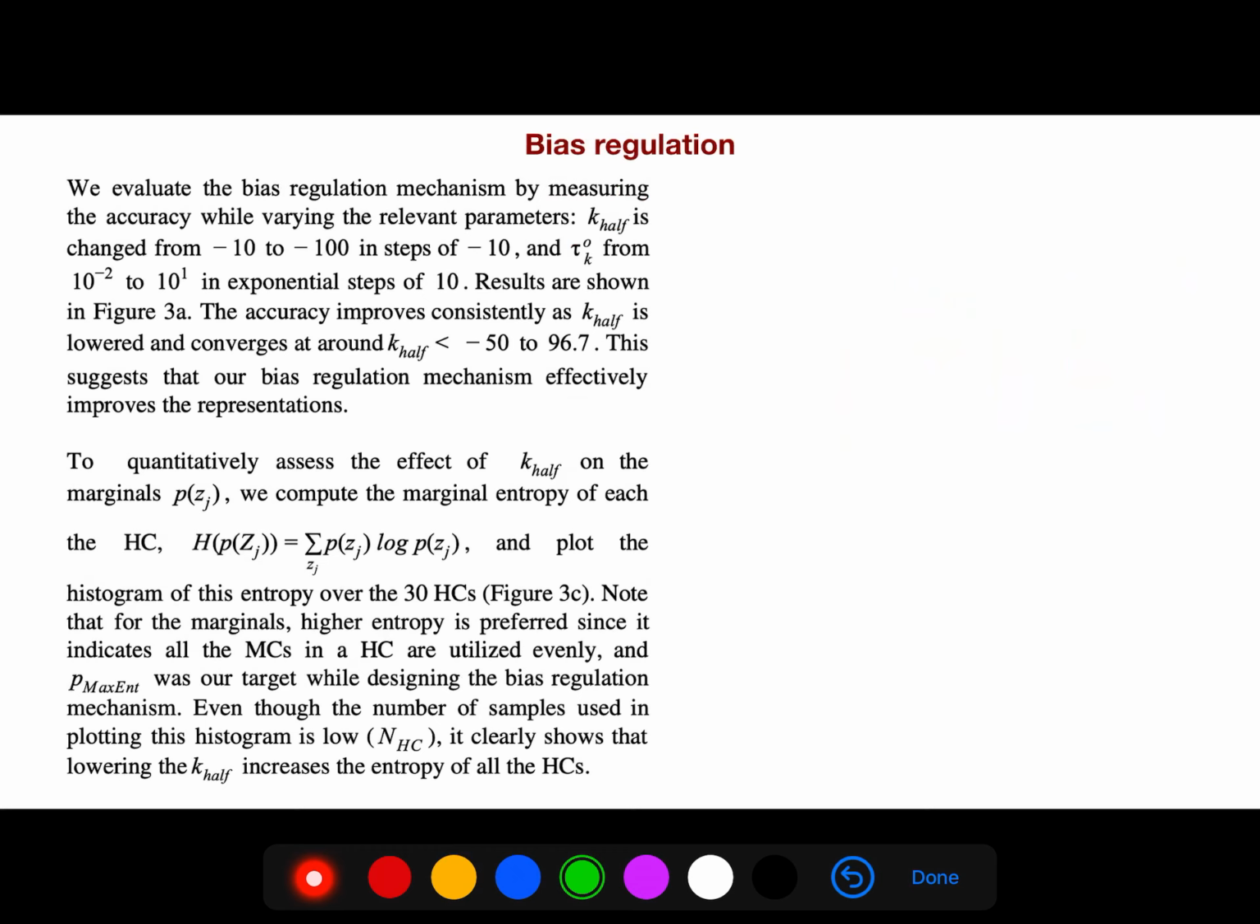We evaluate the bias regulation mechanism by measuring the accuracy while varying the relevant parameters. To quantitatively assess the effect of k-half on the marginals, we compute the marginal entropy of each hypercolumn.